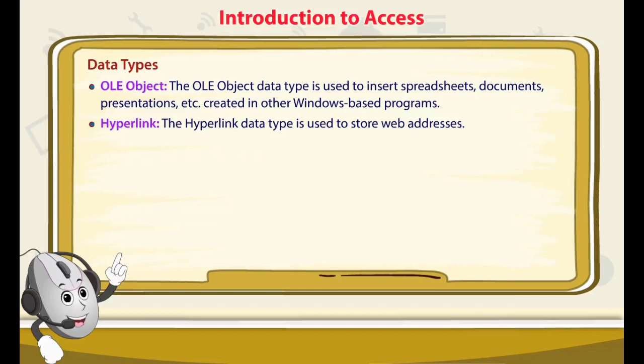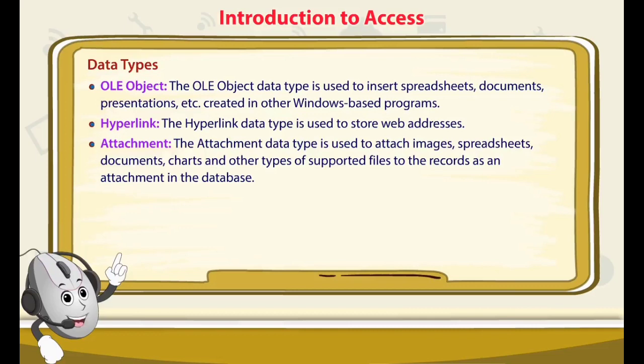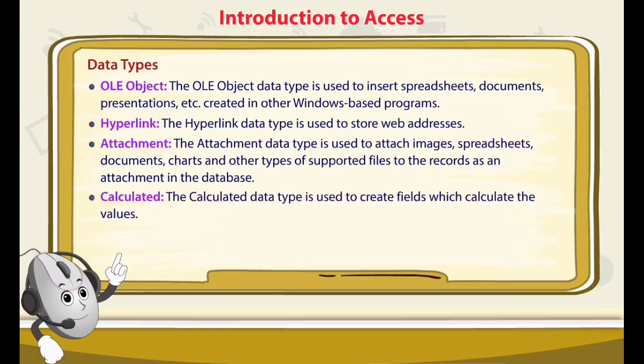Hyperlink. The hyperlink data type is used to store web addresses. Attachment. The attachment data type is used to attach images, spreadsheets, documents, charts, and other types of supported files to the records as an attachment in the database.